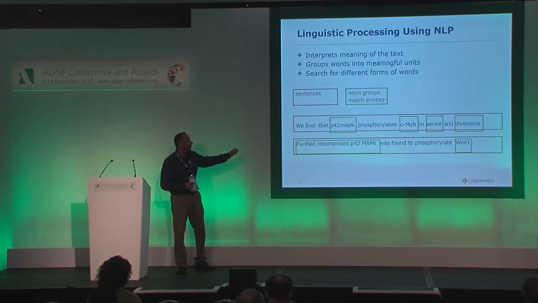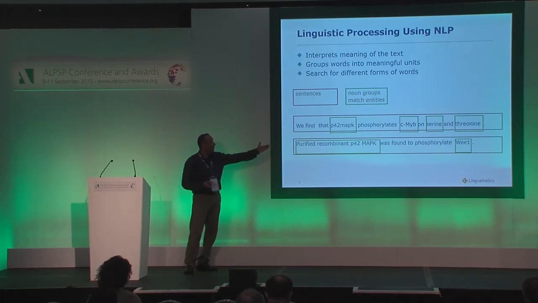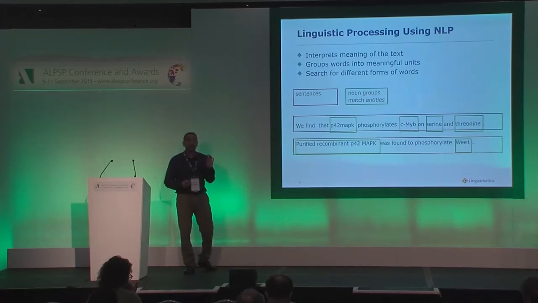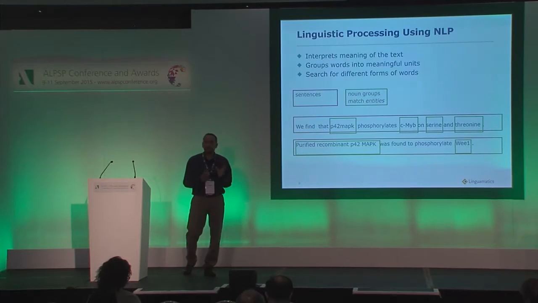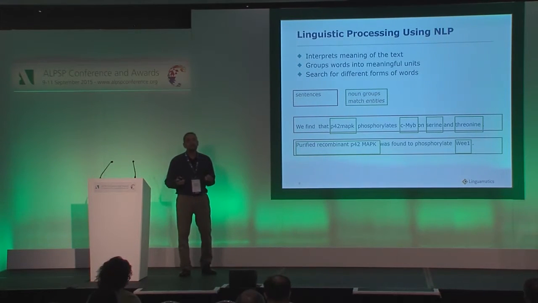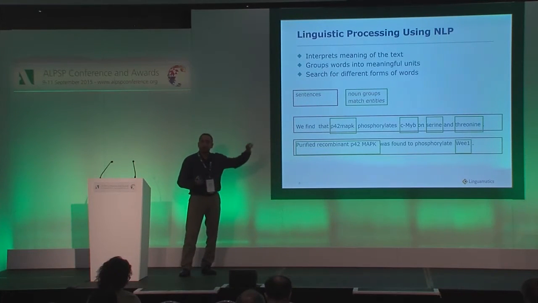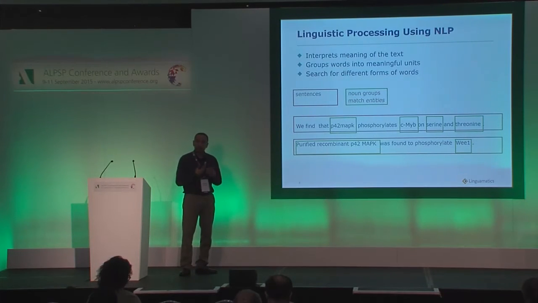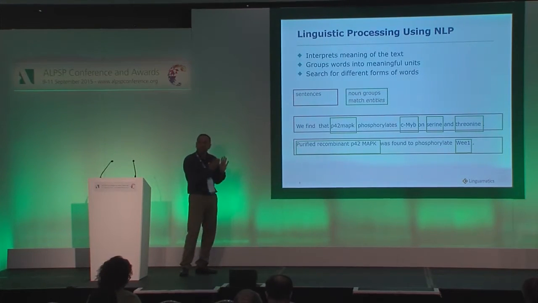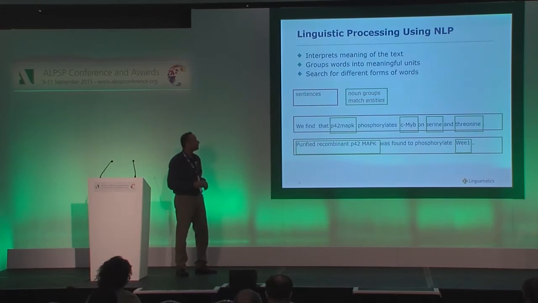But also, a combination of words like purified recombinant P42 MAPK is a group of words that's describing one thing. So it's important not to just say, using a simple dictionary approach, these are matches, but I can also say that groups of things actually refer to one thing. It's important to be able to recognize that, because as humans, if I was a scientist reading it, I would recognize that as one thing.